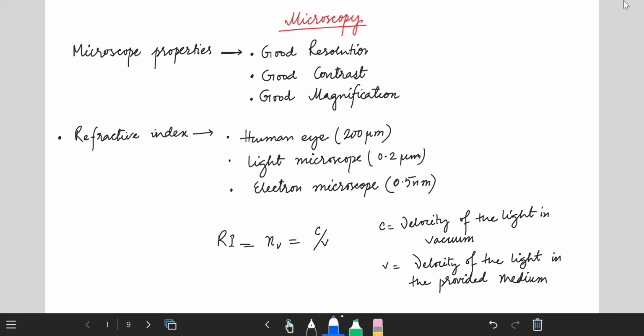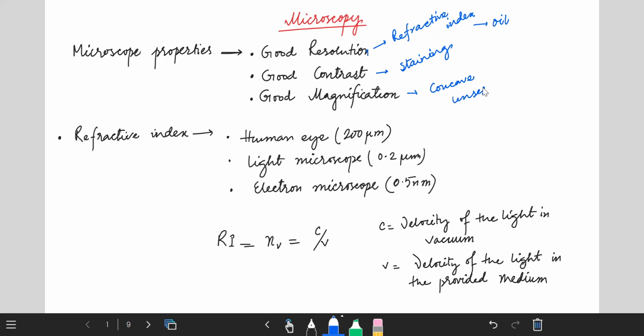Good contrast can be improved by staining the specimen. Good magnification can be achieved by using concave lenses. Resolution depends on refractive index. Oil has higher refractive index than air. Good contrast can be achieved by staining the specimen, and magnification can be achieved by using concave lenses.